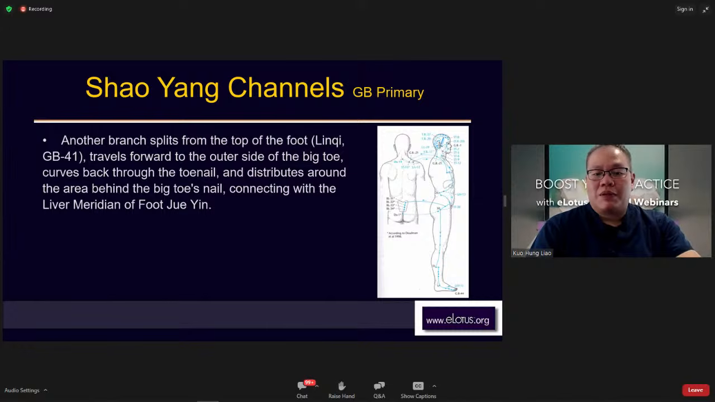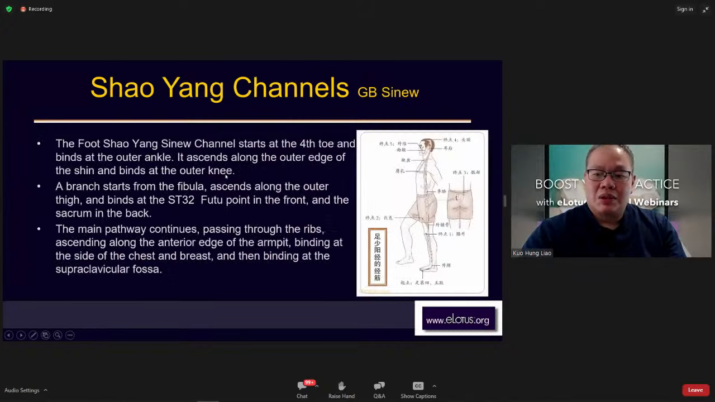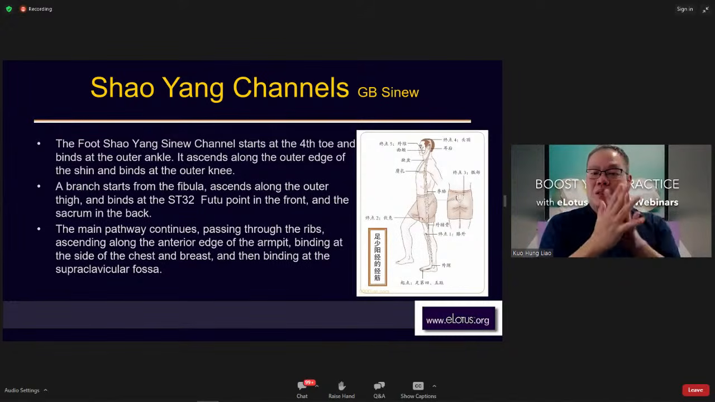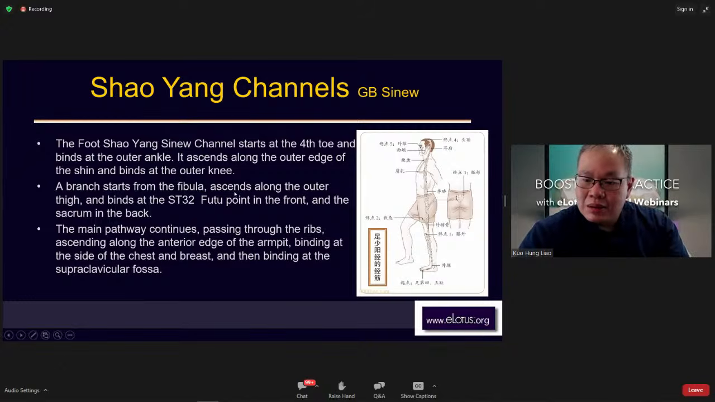And another branch splits from the top of the foot and travels to the big toe. So it connects with the liver channel. Okay. So that's a refresher about the foot Shaoyang channel. And also the foot Shaoyang sinew. Same thing, sinew, the direction is a little bit different. The main meridian channel goes from the face to the foot, but the sinew always goes from the end of the fingers or toes to the body.